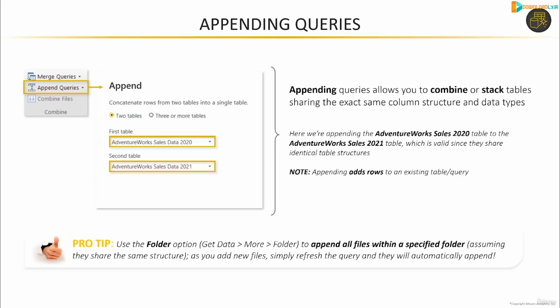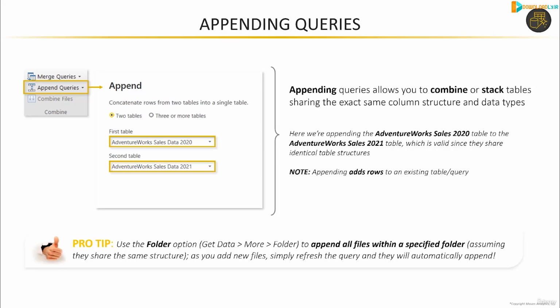So a pro tip here that I want to share with you, and we'll actually dive into this with the demo in the next lecture, is to use the folder option from the Get Data menu. And what this lets you do is point Power BI to a folder containing as many files as you choose, which allows you to append all of them at once, assuming that they share that same structure. And the beauty of it is that over time, if you add new files or remove files, simply refreshing that connection will automatically append any new data that's shown up within the folder. So it's a really powerful option that we'll dive into within the next video.